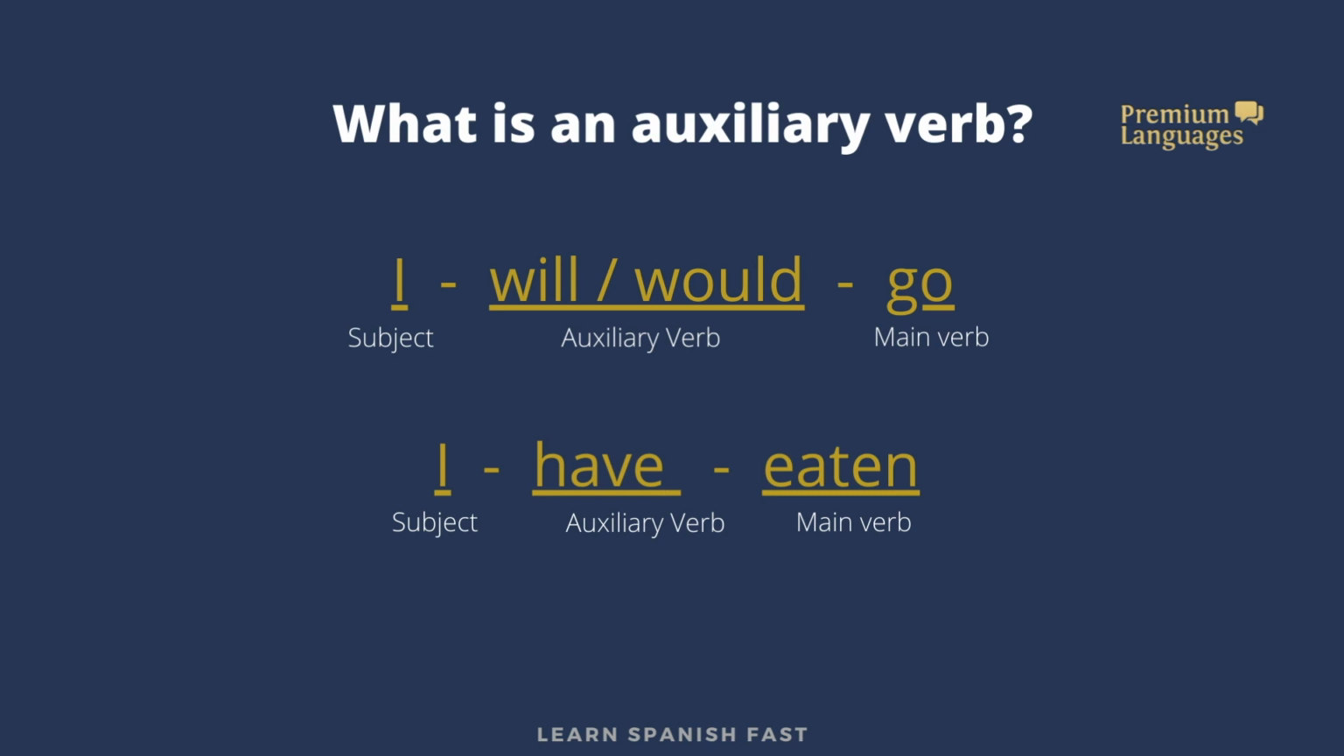For instance, I will go or I would go. Will and would are the auxiliary verb, whereas go is the main verb. The auxiliary is telling us that the action to go is in the future or in conditional tense. And the same with the present perfect. I have eaten. Have here is not its normal meaning of possession. It is an auxiliary verb, meaning that the action of eating is in the past.